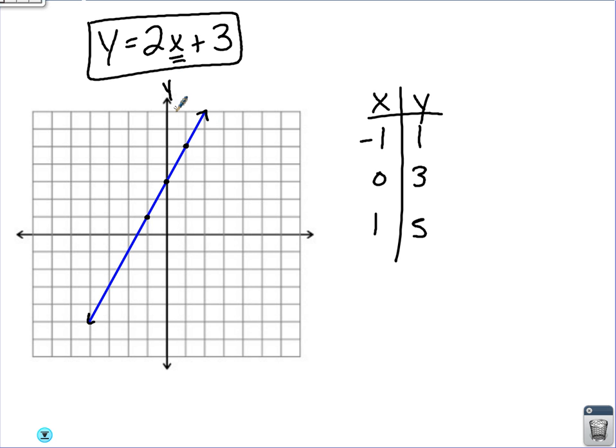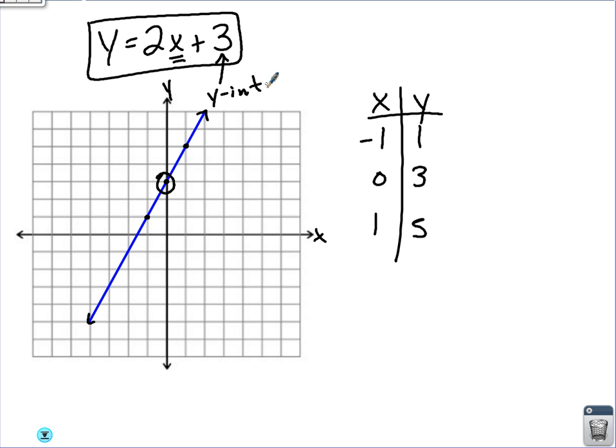Here's my y-axis, here's my x-axis. Notice where my graph crosses the y-axis, right here, at a value of 1, 2, 3. And reminder from a while ago, the number at the end, the number being added or subtracted, will always be your y-intercept, and that matches up. I just wanted to show you by graphing this with a table that it does match.